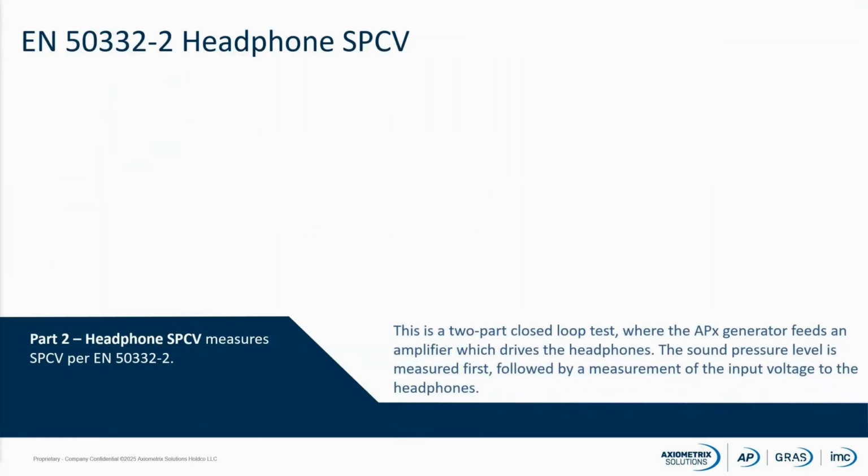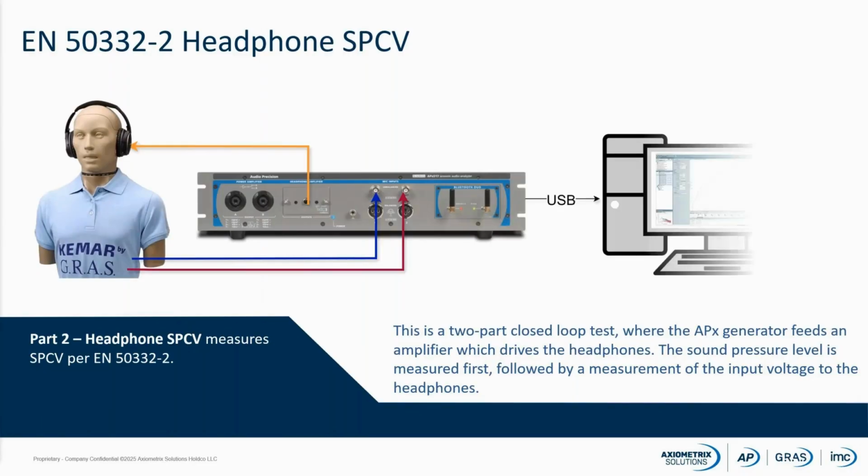Next, we have part 2, headphone SPCV. SPCV is the simulated program signal characteristic voltage. This is the voltage where the measured sound pressure level at the HATS's ear is 94 dBA with the free field or diffuse field HRTF correction applied. This is a 2-part closed loop test where the APX generator feeds an amplifier which drives the headphones. The sound pressure level is measured first, followed by a measurement of the input voltage to the headphones.